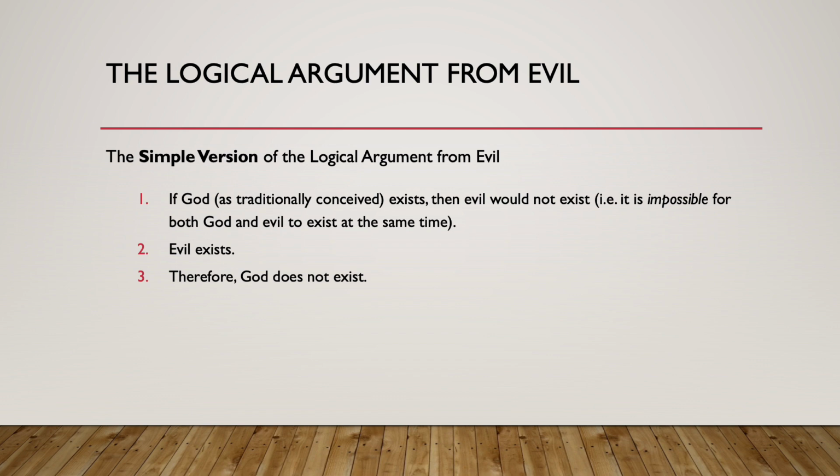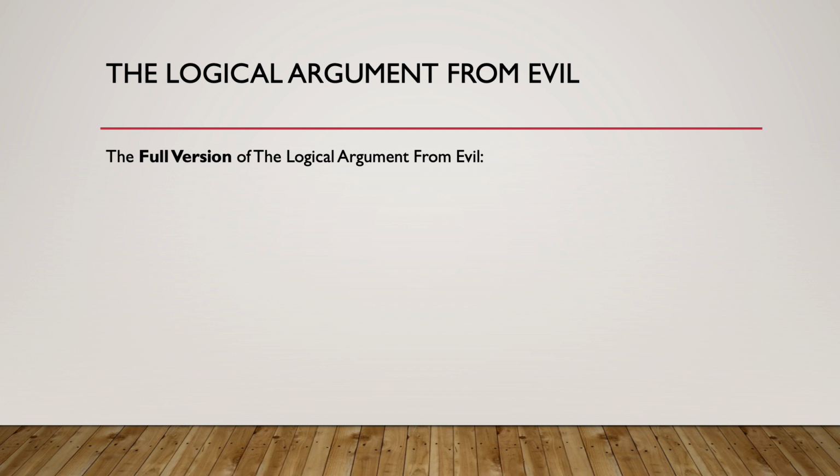It's deductively valid, and that means in order for the theist to get out of the problem, in order for them to get out of this worry that there's a problem that shows that their belief is irrational, they have to deny one of these premises. And they have to figure out how to rationally deny one of these premises. Now, the fuller version of the logical argument from evil goes as follows.